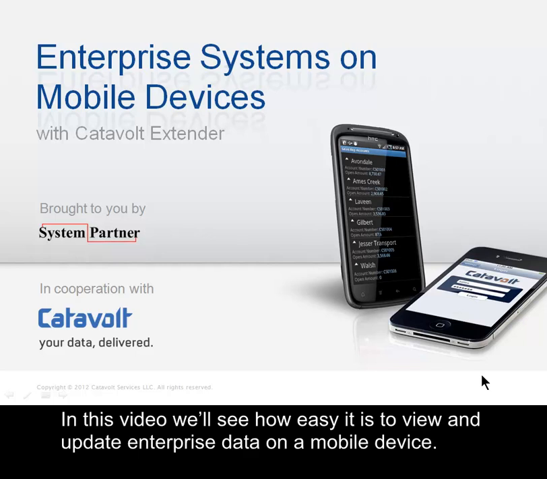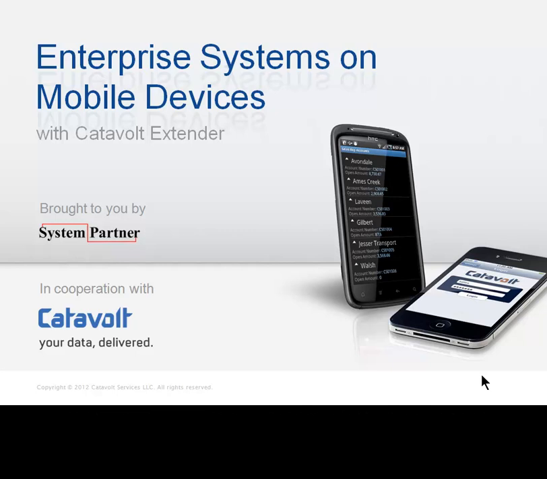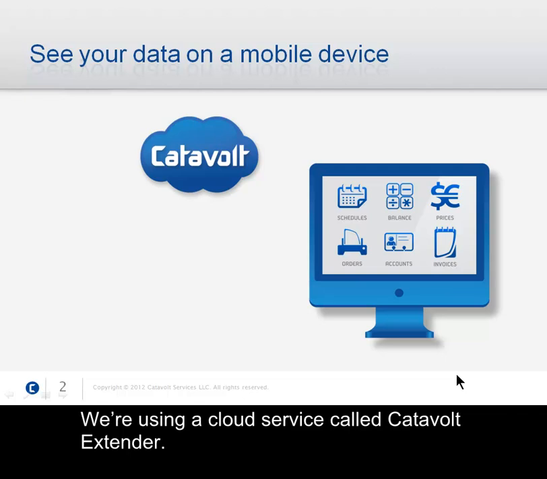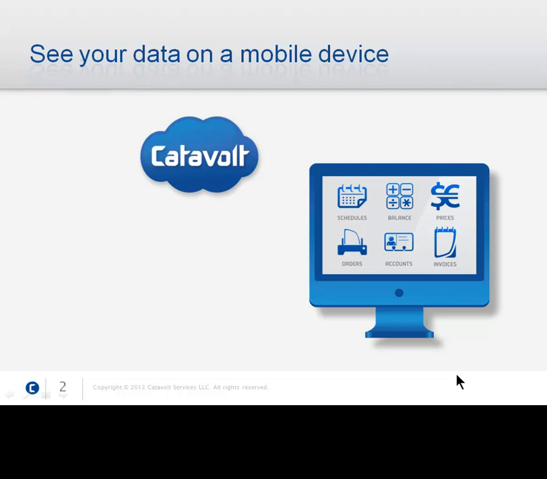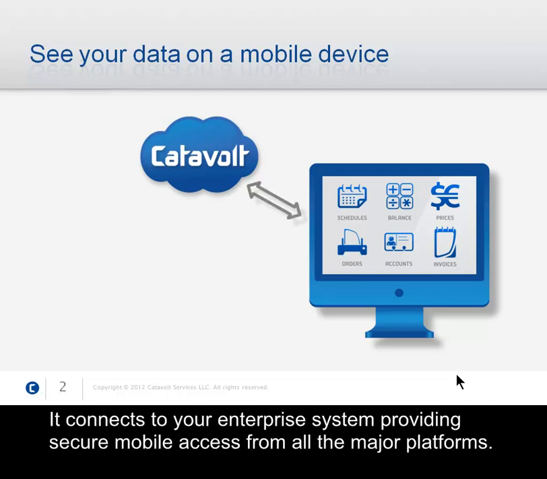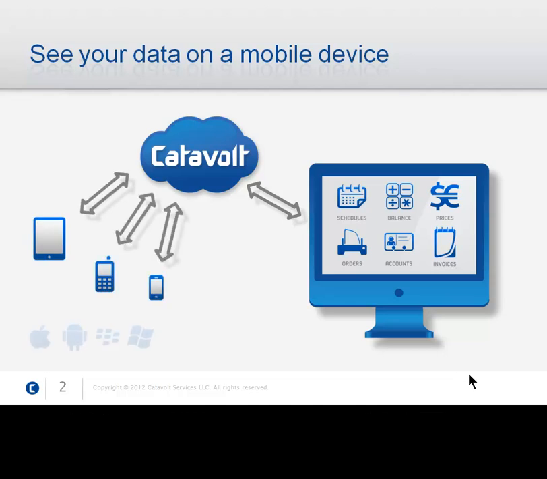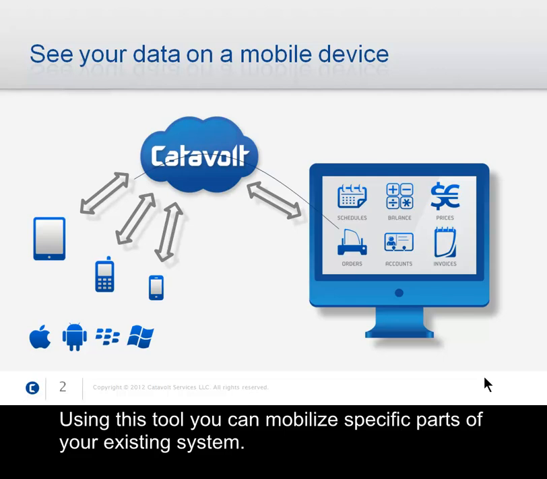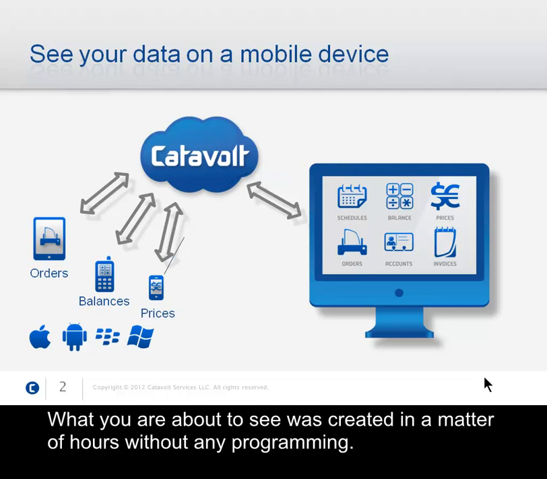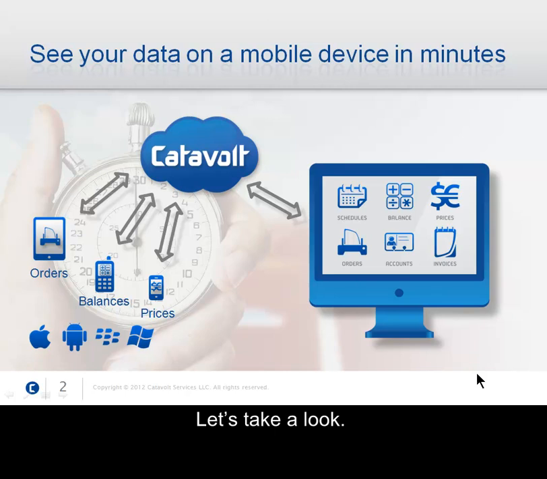In this video, we'll see how easy it is to view and update enterprise data on a mobile device. We're using a cloud service called Catavolt Extender. It connects to your enterprise system, providing secure mobile access from all the major platforms. Using this tool, you can mobilize specific parts of your existing system. What you're about to see was created in a matter of hours without any programming. Let's take a look.